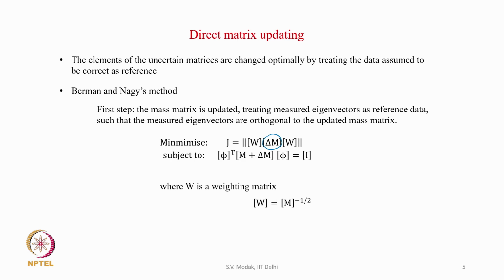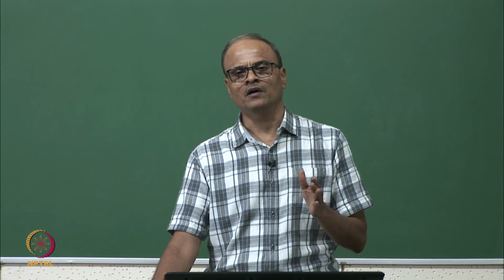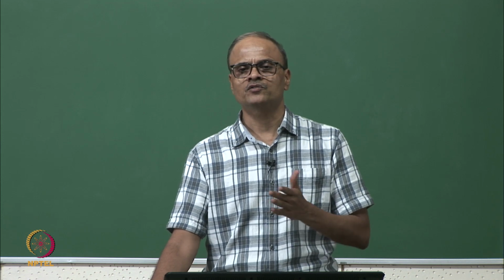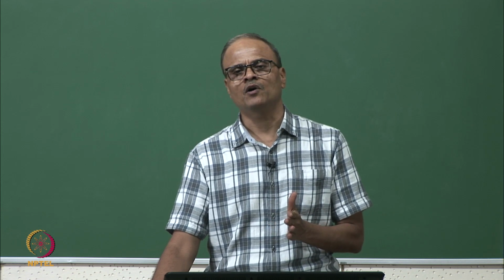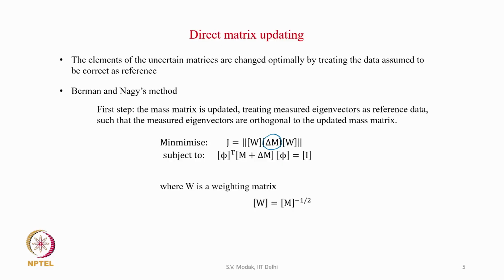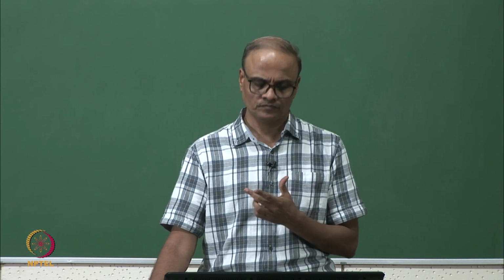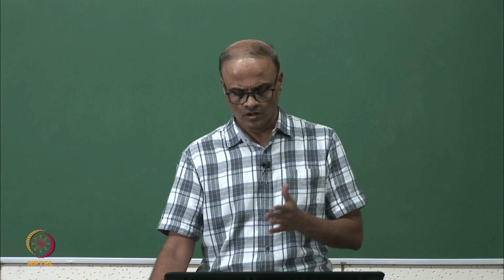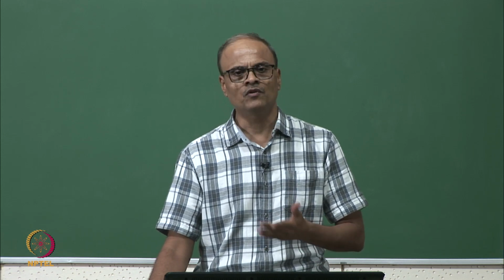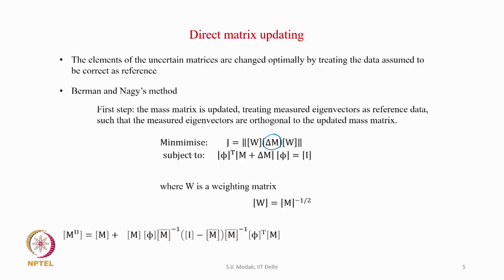Therefore, this is a constrained optimization problem, where there is an objective function to be minimized, subject to certain equality constraints. This is converted to an unconstrained minimization problem by defining what is called the Lagrangian, which is equal to the objective function plus Lagrange multipliers multiplied by the different constraints. The unconstrained problem is then solved, which involves minimization of the Lagrangian, and that gives us a closed form solution for the unknown updated mass matrix. We will not go into the details of that derivation, but we will straight away look at the solution for the updated mass matrix, which is given by this matrix equation.